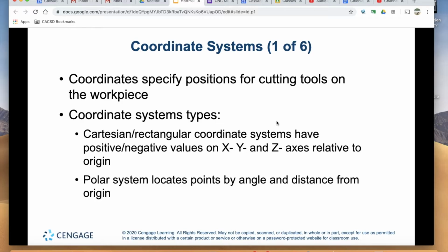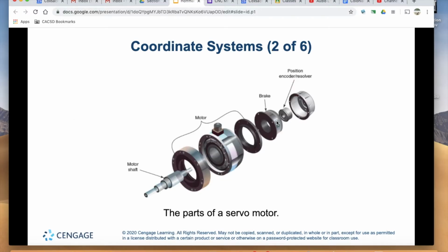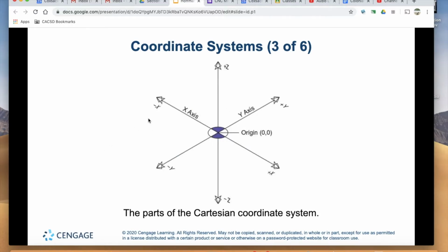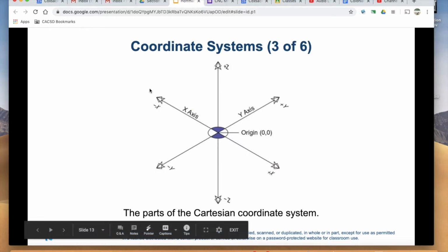CNC machines work on a coordinate system, so these coordinates specify positions for cutting tools on the workpiece. We're going to be using the Cartesian coordinate system, which has positive and negative values of the x, y, and z axis. Here's an example of a servo motor assembly. We'll skip over that for the moment, and jump right into the Cartesian coordinate system. You can see that we have positive and negative values of x, y, and z with an origin in the center.